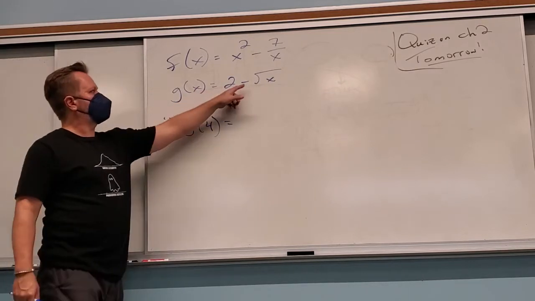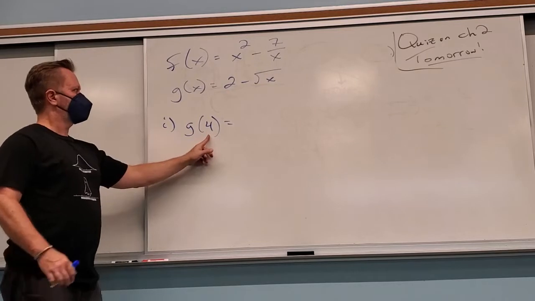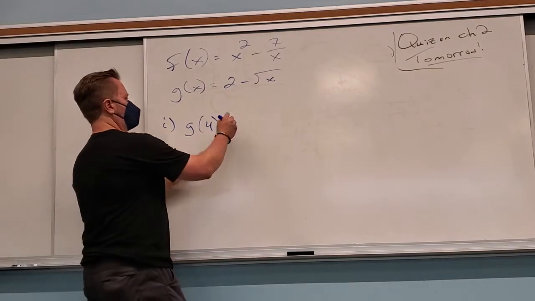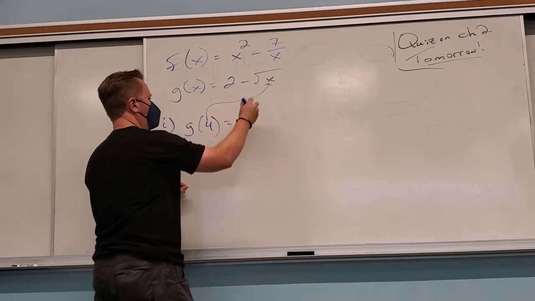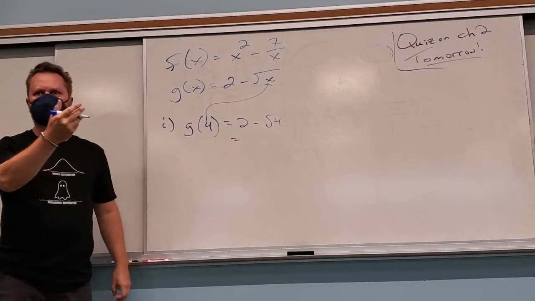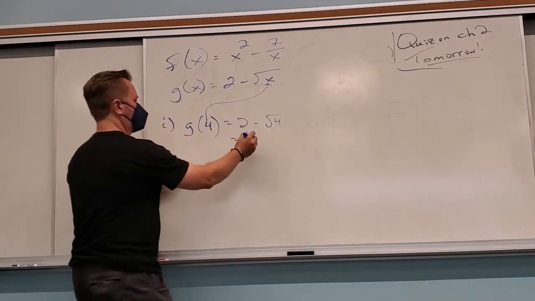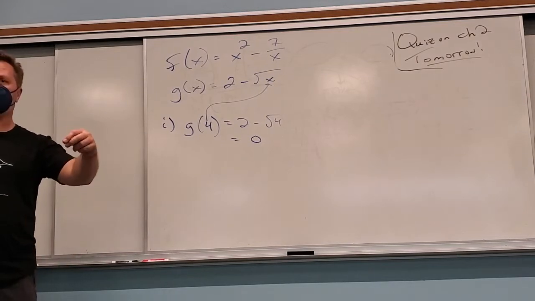Why does this look hard? Because I don't know what x is. Well, now I do. So how would I do this? Yeah, just plug that in, because g of stuff is 2 minus square root of stuff. g of 4 is 2 minus square root of 4. And of course, square root of 4 is 2, so you get 0. Sweet.